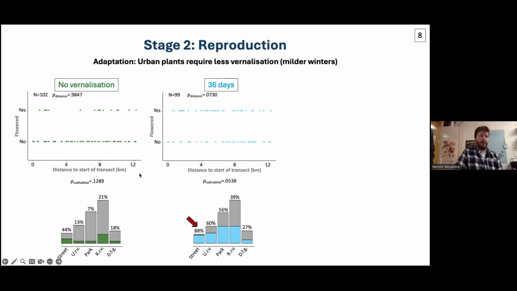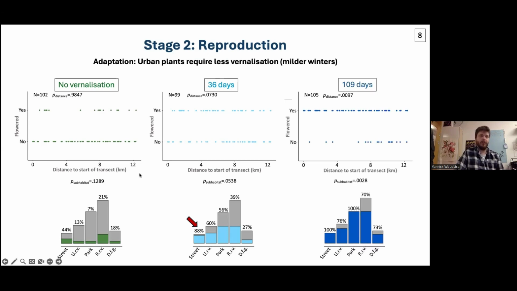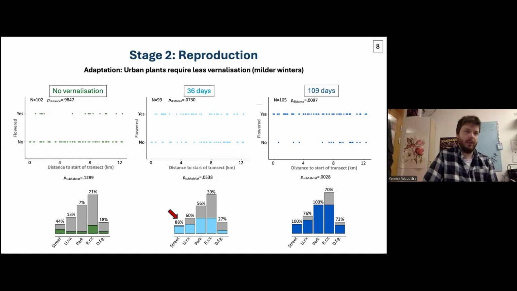And then if we increase the winter even further to something that would be more standard for dandelions, we see that literally all the urban plants have basically started flowering. However, in the rural areas, we still find some plants that have not reached a sufficiently long winter. But we see that park plants, for example, are quite happy with this kind of long winter.